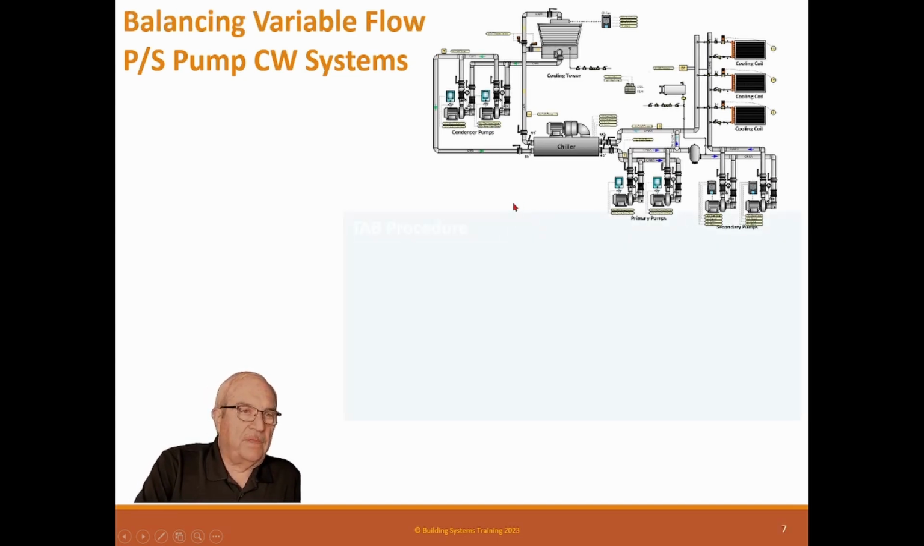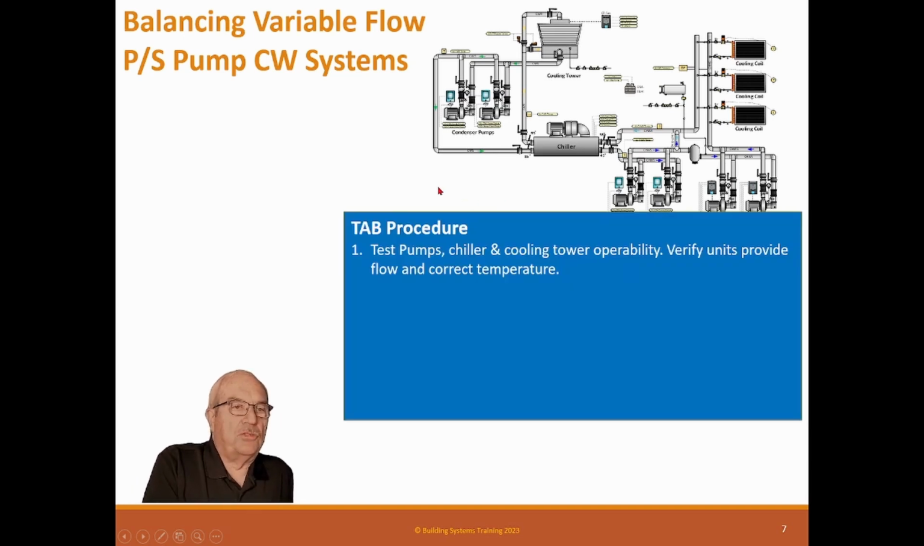How do we balance the system? Test the pump's, chiller, and cooling tower operability. Verify units provide flow and correct temperature. So before you balance this, it is possible for you to balance the water flows to the coils without the chiller being able to run, but don't do it. You need to have temperature so you don't ever have to come back if you have to check a temperature. And you need to be able to clean it. So it needs to be able to run, and the controls need to be ready to run.